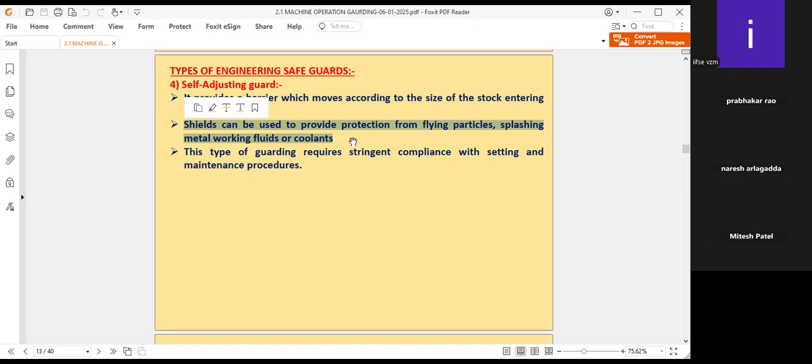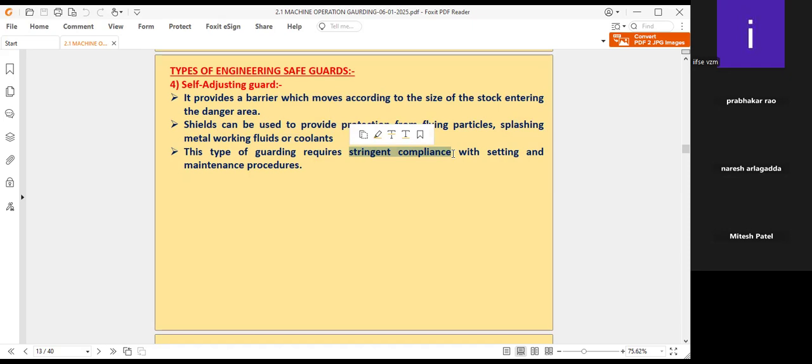This type of guard requires stringent compliance. That means you have to fulfill the requirements before starting, setting, or maintenance procedures. It's very, very important because it has to be adjusted manually. Once it is closed by hand, it will be removed slowly, like a carpenter.